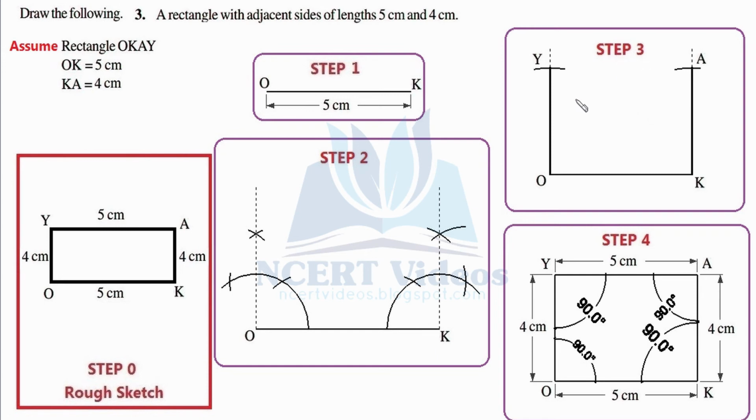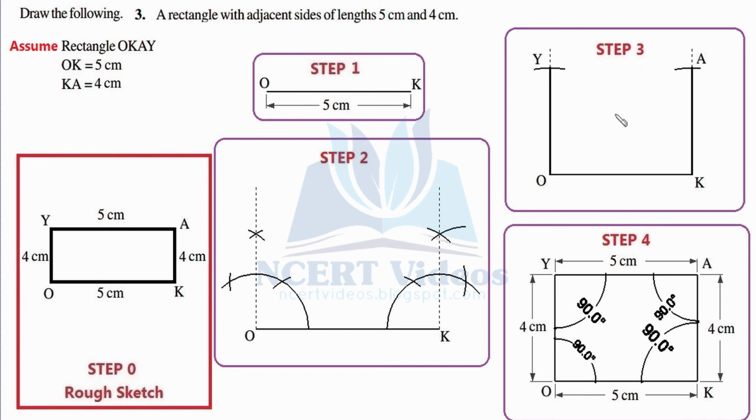In step number 3, we need to mark 4 cm on these previously constructed dotted lines. So we readjusted our compasses to a distance of 4 cm, put our needle at O and intersected these dotted lines at vertex Y. The same practice is done on vertex K. We put the needle at K and intersected these previously constructed line segments and jotted down the intersection point as vertex A. Step number 3 is completed. Try to construct it yourself.